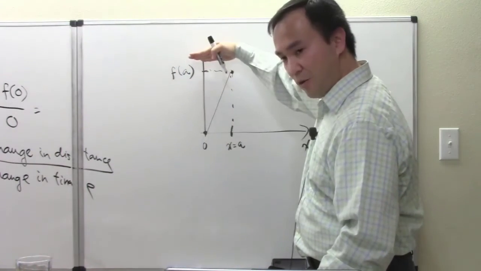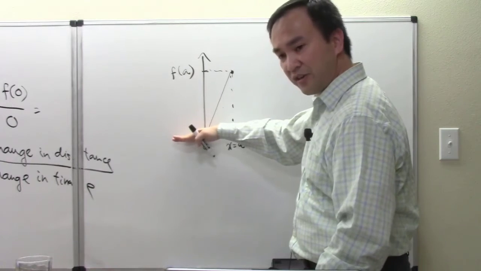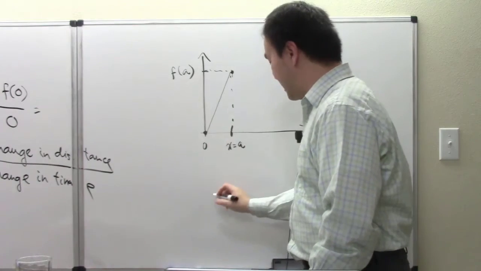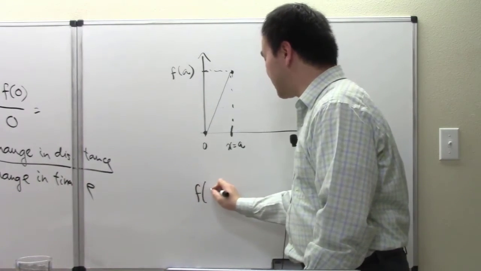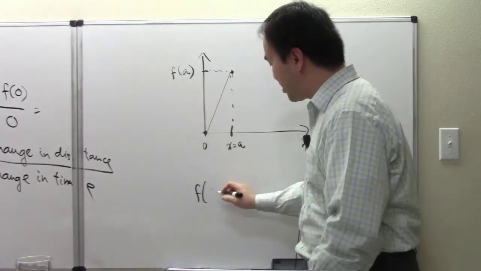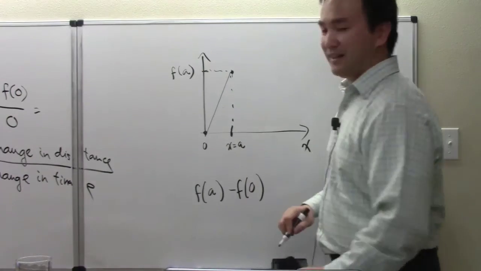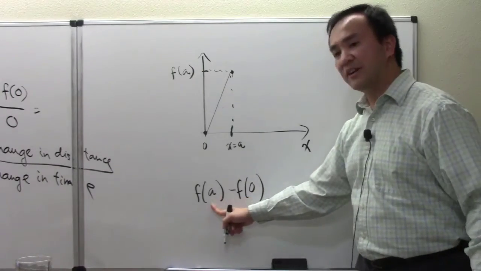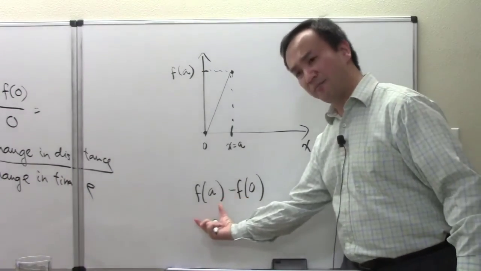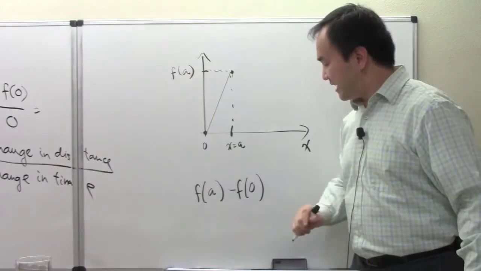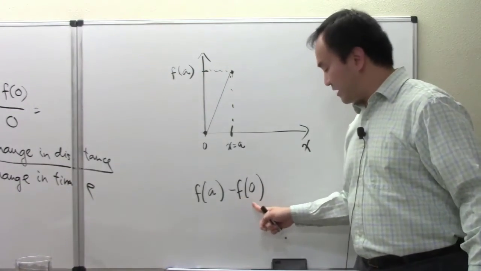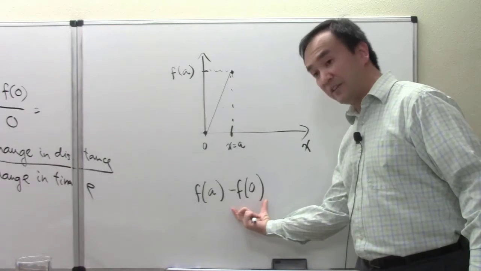That's the vertical coordinate. And this is your function's initial value right here. So investigating that total change in distance, we're looking at f of a minus f of 0 again. The final time is the time when you finally reach your destination, and then subtracting the time when you started out leaving your home.